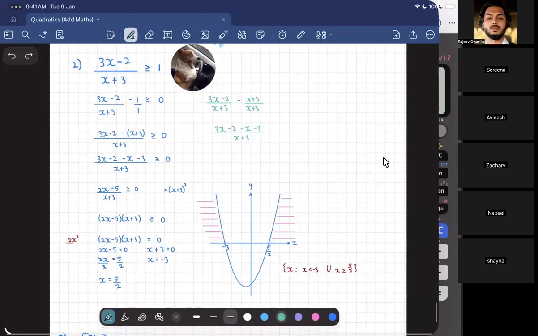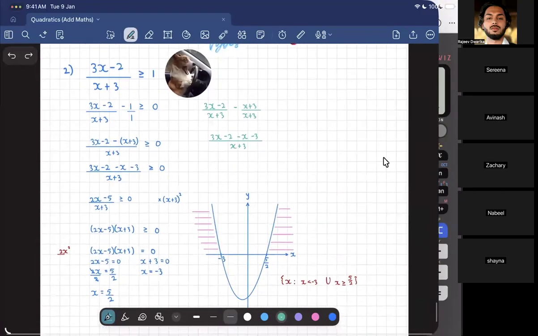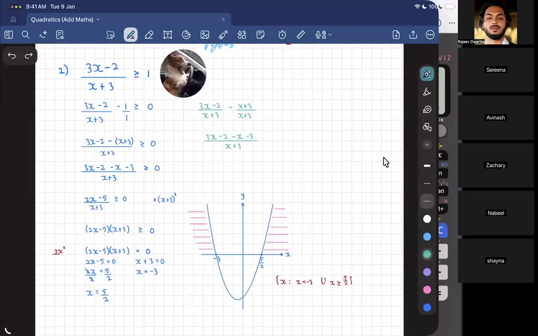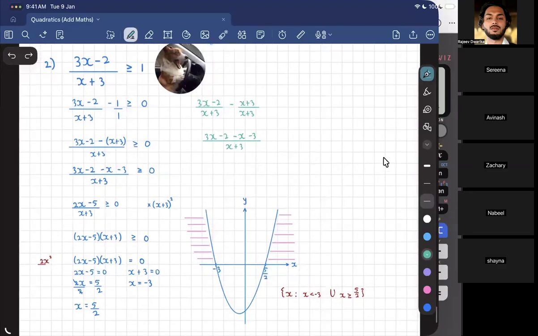So you okay with this question? Zachary, yes or no? Yes, sir. Guys, I will let you take a screenshot of this. Take a screenshot, and I will give you all number 3 to try on your own.